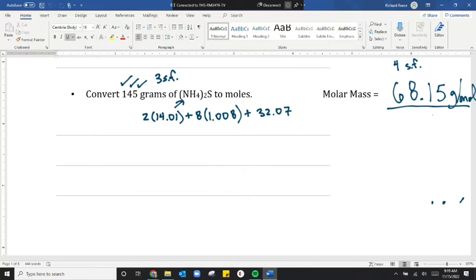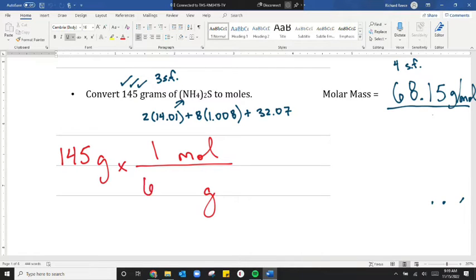I'm going to write down what's given and then do the conversion factor for it. 145 grams. When I'm converting to moles, moles goes on top, grams goes on the bottom. I'll use the 68.15 molar mass. Grams and grams will cancel. I'll divide 145 over 68.15.